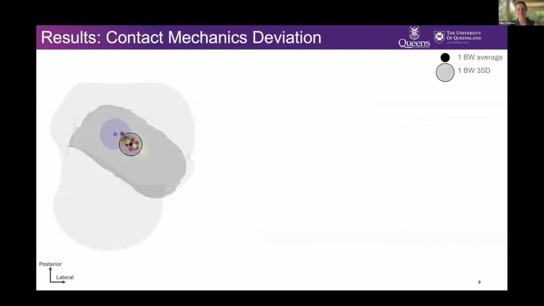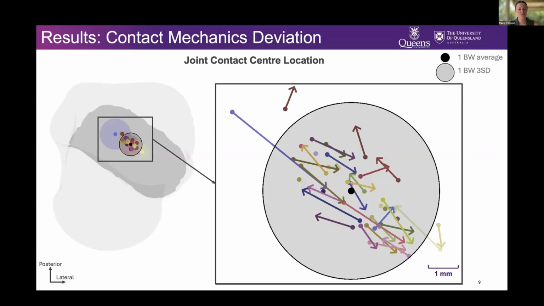So diving into some results. Just to orient everyone to this figure, we're looking at a talus from an inferior viewpoint, and the darker gray highlighting is the articular surface that we're looking at. If we zoom in on where all of our lovely dots are, the gray circle here represents 3 standard deviations of our participants' joint contact center location in our one body weight trial.